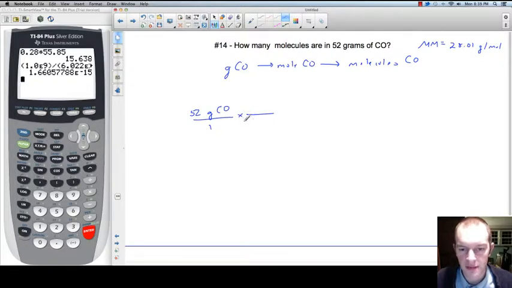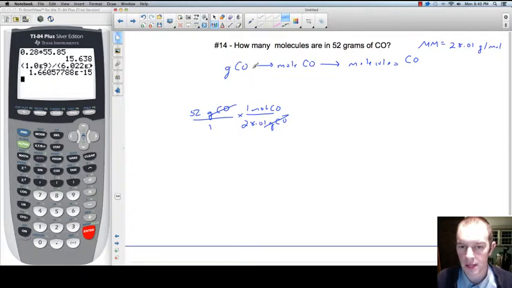And we can say for every 28.01 grams of CO, we know that's going to be 1 mole of CO. If we stopped here, we'll cancel our grams. What we'll be left with is moles of CO. Okay, and that's all fine and well, but we're trying to get to molecules.